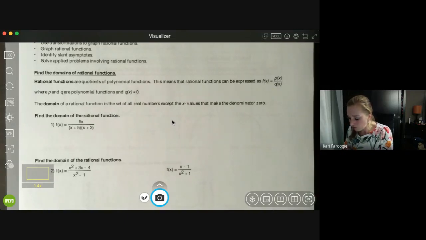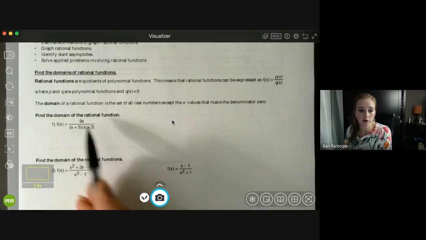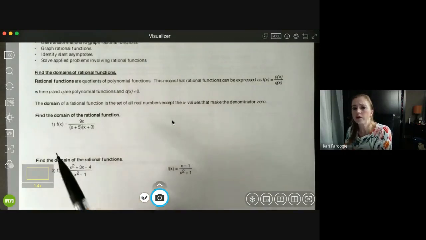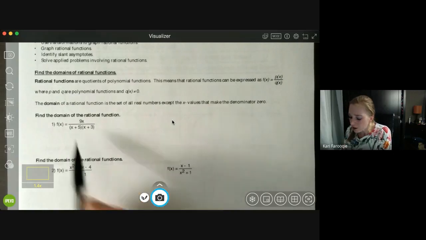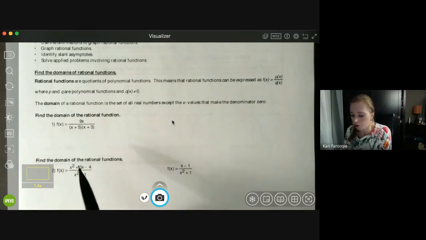I already kind of gave you this definition for rational functions. It's the quotient of two polynomial functions. The domain of a rational function is the set of all real numbers, except for the x values that make the denominator 0. Now, this is review. We talked about this in chapter 2. We spent a lot of time talking about how to find the domain of a function. So we're just going to do that again here very quickly at the beginning, since this is review at this point. When you are finding the domain of a rational function, you're going to exclude any values of x that make the denominator 0.